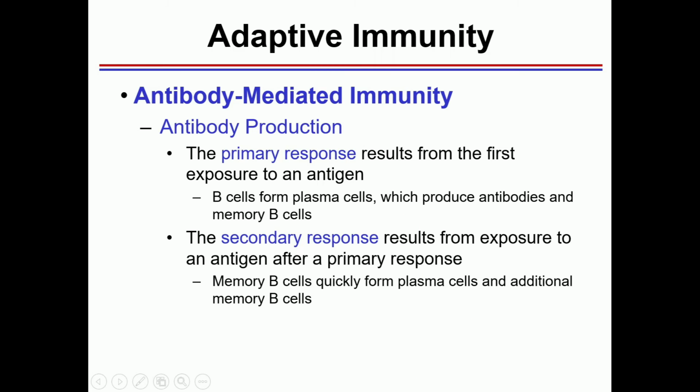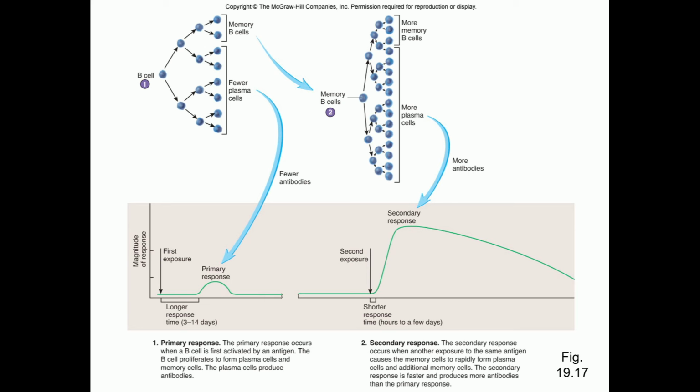Antibody production. The primary response results from the first exposure to an antigen. B cells form plasma cells, which produce antibodies, and memory B cells. The secondary response results from exposure to an antigen after the primary response. Memory B cells quickly form plasma cells and additional memory B cells.